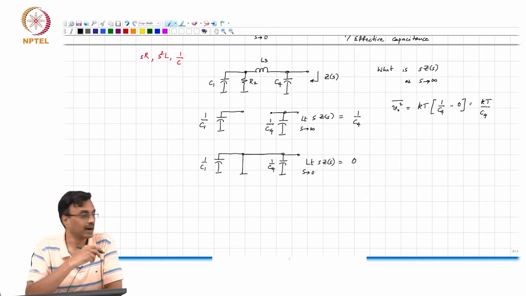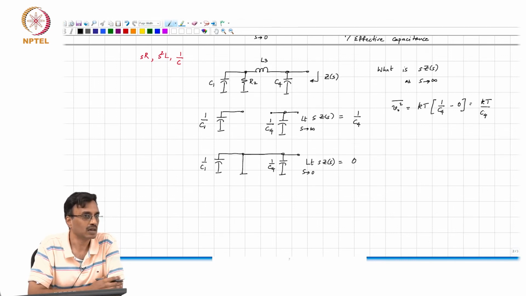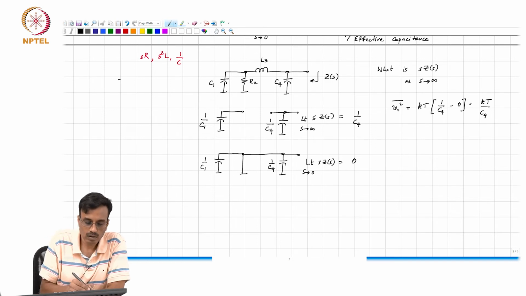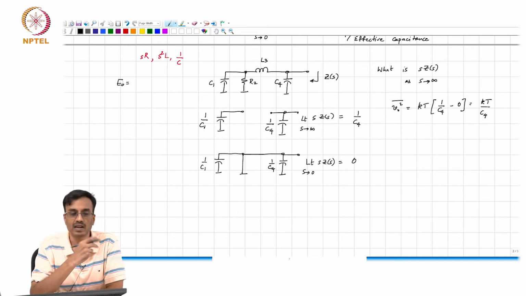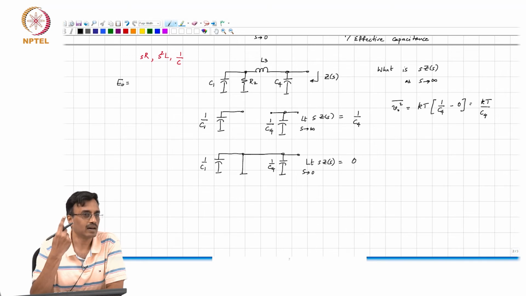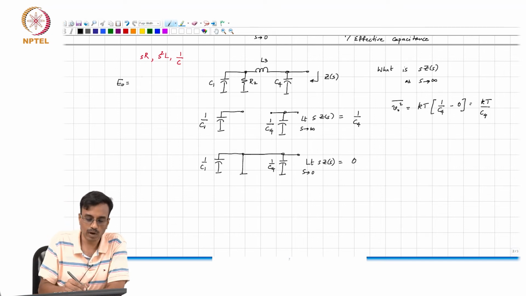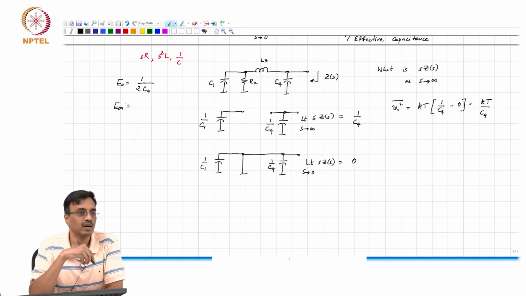Does it make sense? And is this consistent with our energy formulation? Well, when you, what is E0? You inject an impulse, where does all that current go? It sits on C4 because in the beginning all the inductors are open and what do you call the capacitances are shorts. So, E0 is nothing but 1 over 2 C4. E infinity, what happens?